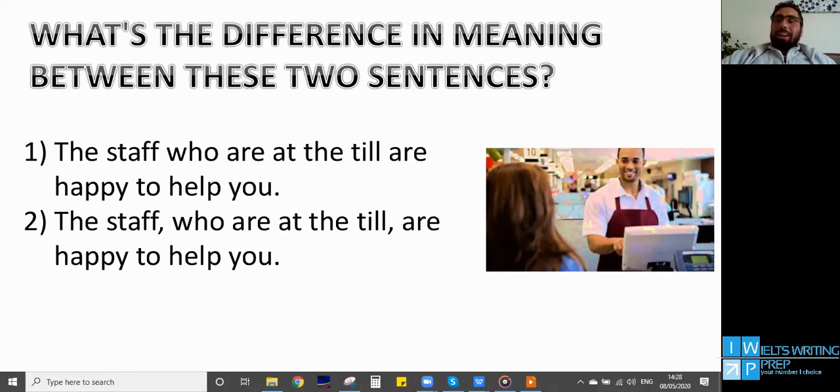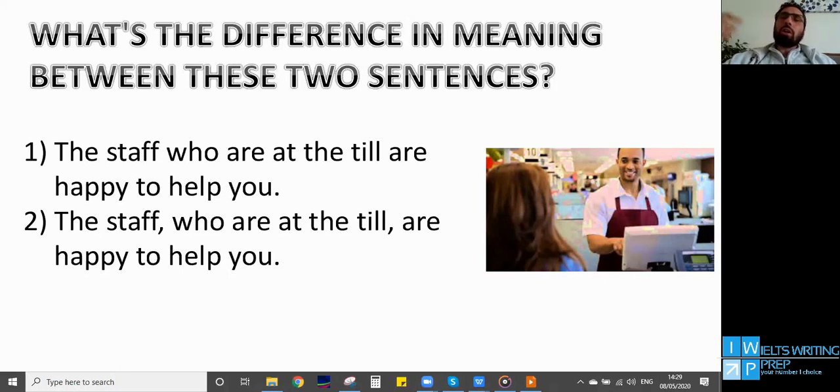So in number 1, are all the staff happy to help you? Are the staff happy to help you in number one? No. We're getting a lot of no's here. Okay. So if you want the staff to be happy to help you, then you would prefer number two. So of course, in sentence number one, there are some staff that want to help you and there are some staff that don't want to help you. But in sentence number two, all the staff, they are at the till and they're happy to help you.